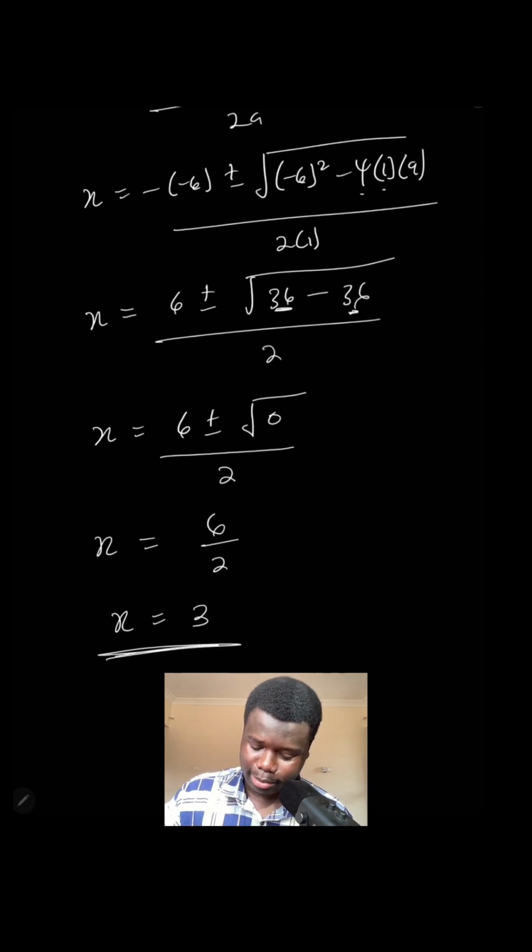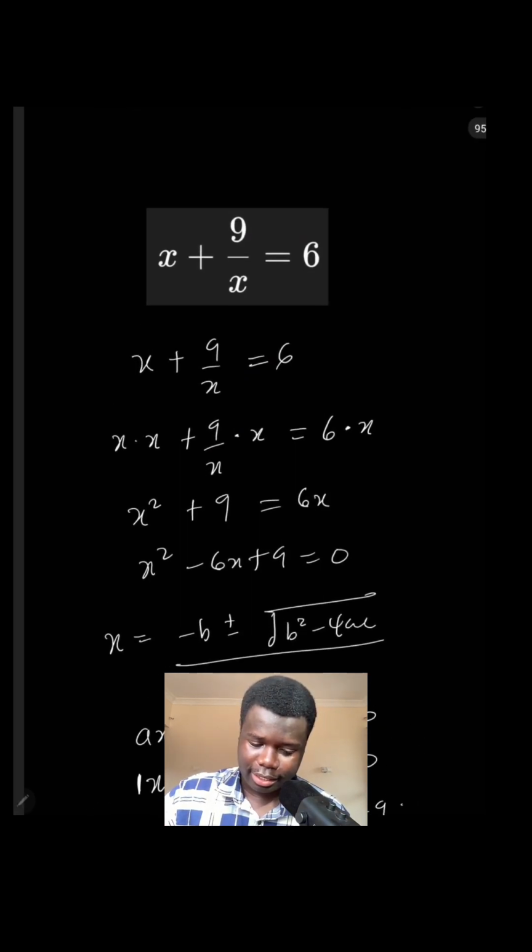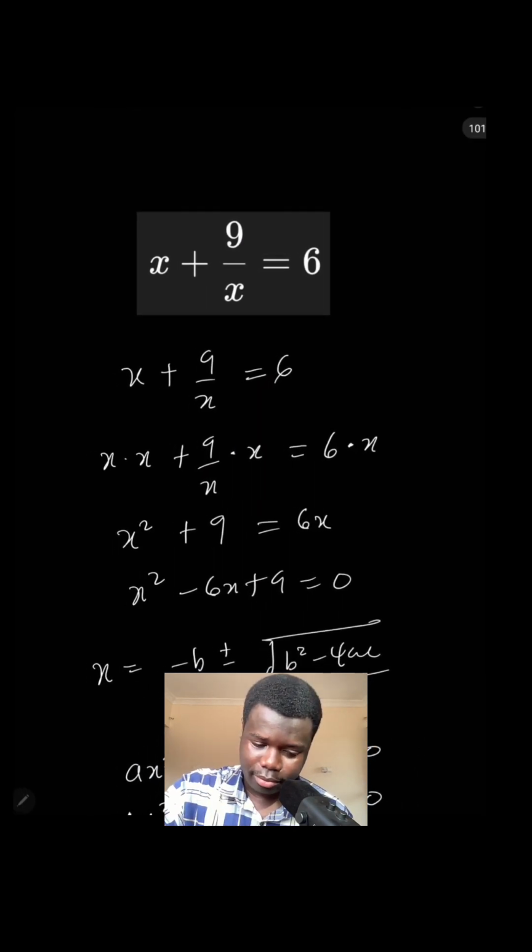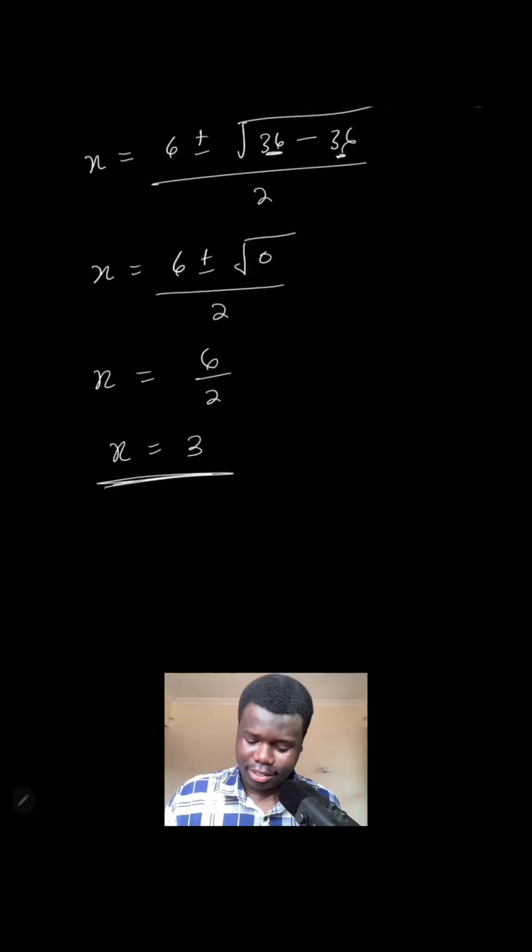You can prove that by putting x back into the equation to see if that's what you're going to get. So you can see if x is 3, we're going to have 3 plus 9 over 3, and 9 divided by 3, you're going to get 3 here. So it's going to be 3 plus 3, which is going to give you 6. You see how simple it is?